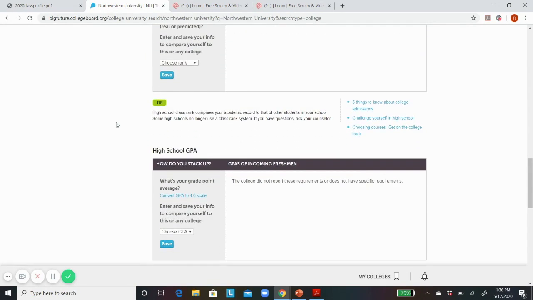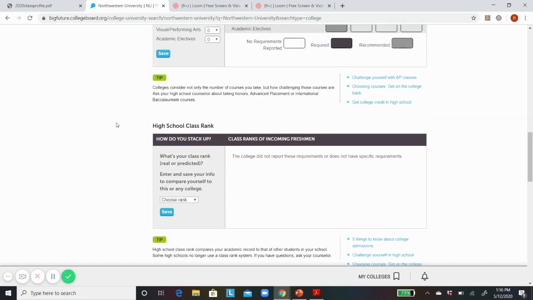In addition, if you go down here, you can see whether or not the school is going to include, print out, or share the GPA of incoming freshmen. This school has chosen not to, at least through this source, but that doesn't mean that you can't ask the college for it and see if you can get it on their freshman profile.